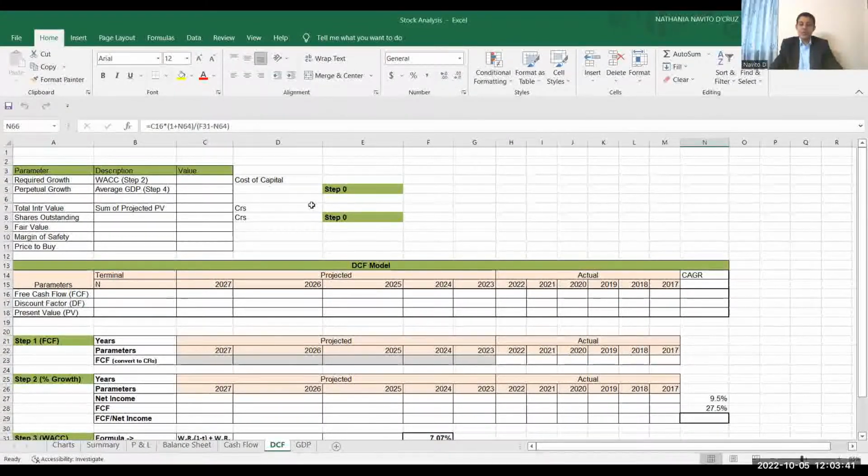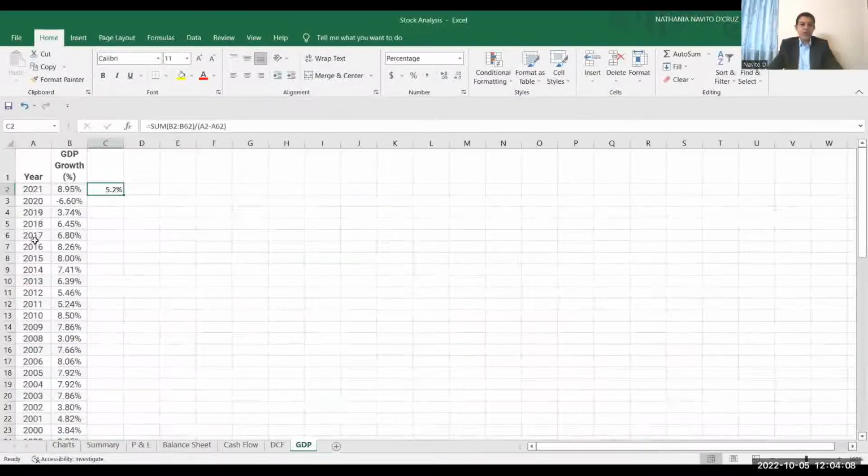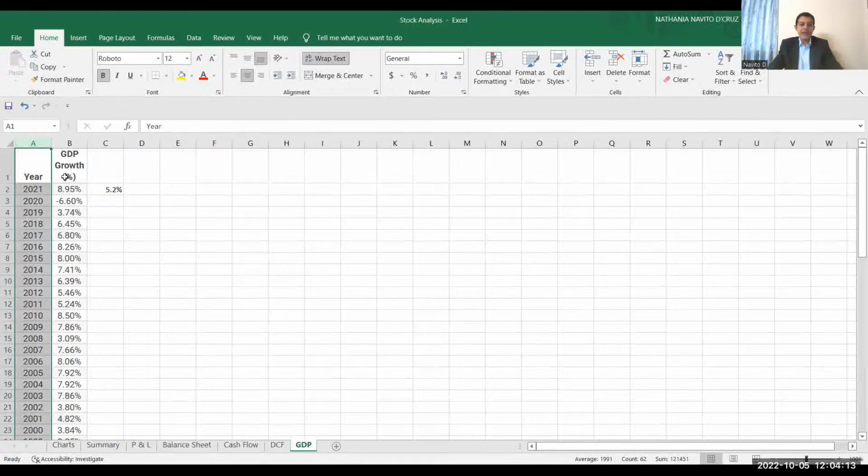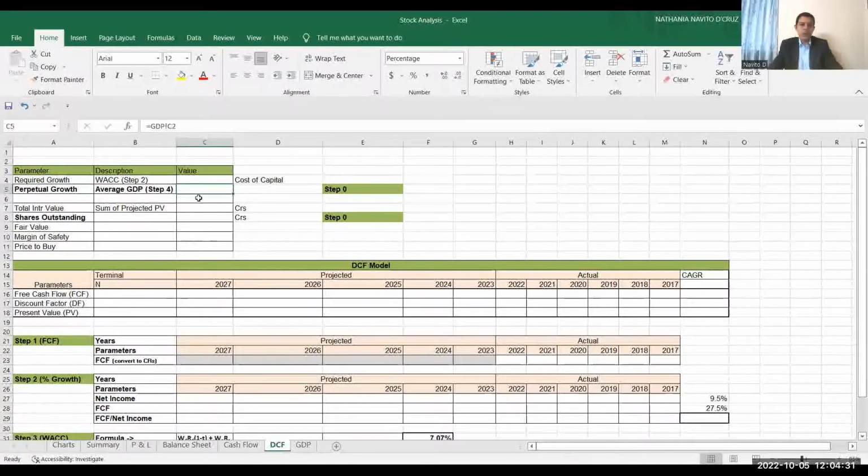Now, step 0 is to identify the perpetual growth rate of the company, which is this one. Let me highlight it in bold. We need to identify the perpetual growth rate, and we also need to identify the shares outstanding. For the perpetual growth rate, as I mentioned, I took the values of all the previous years of GDP growth percentage and arrived at the average value, which is 5.2%. I summed up all the values of GDP growth and divided by the total number of years for which I derived the GDP growth. This gives me 5.2%, and this same value I will populate in the perpetual growth rate, which is 5.2%.